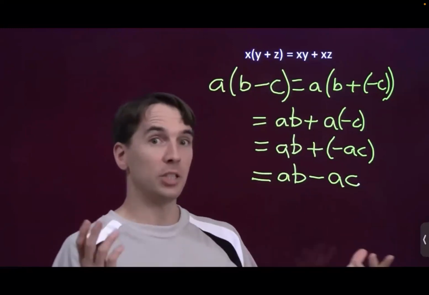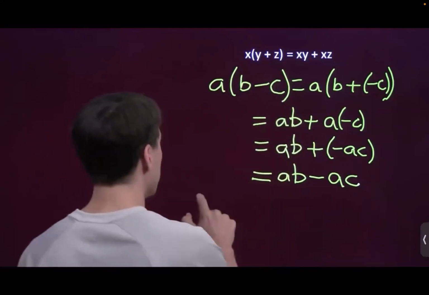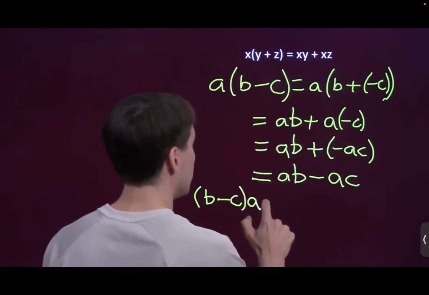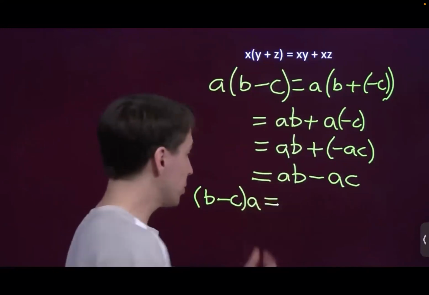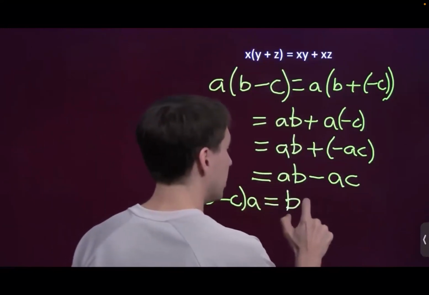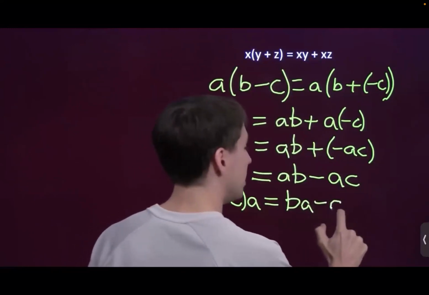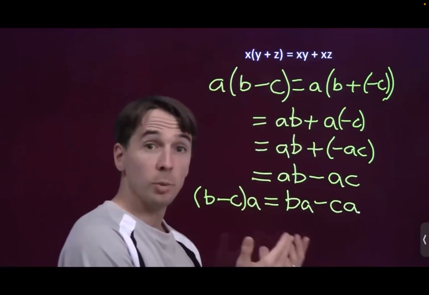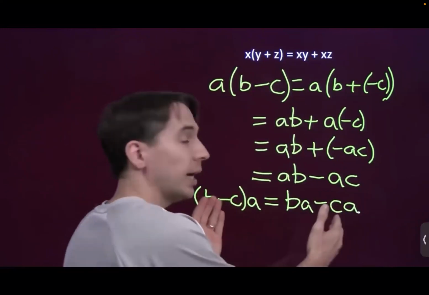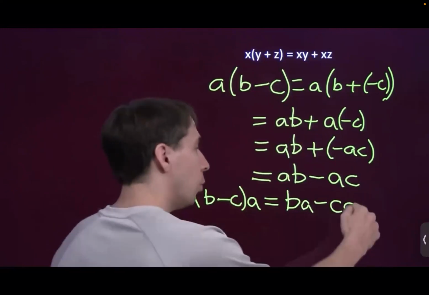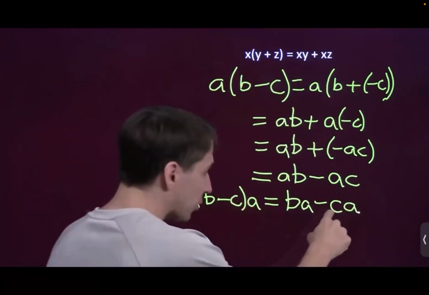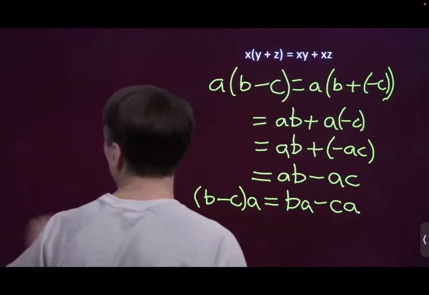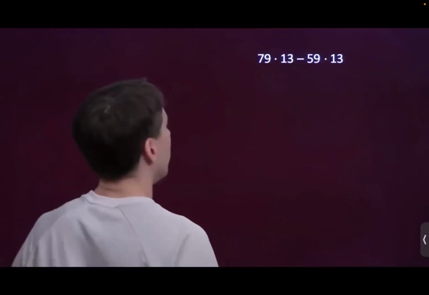Now, of course, because multiplication is commutative, we can switch the order of these. I can write this as b minus c times a, and that equals, well, I can reverse the order of each of these, b times a minus c times a. So I can have the subtraction on the left or on the right, and I can use the distributive property to expand, to multiply it out. We call it expanding when we go this way. When we come back this way, we call it factoring. We factor out an a to write this difference as this product. Now let's put this to work on a couple of problems.